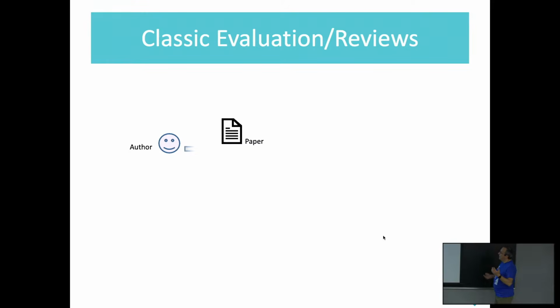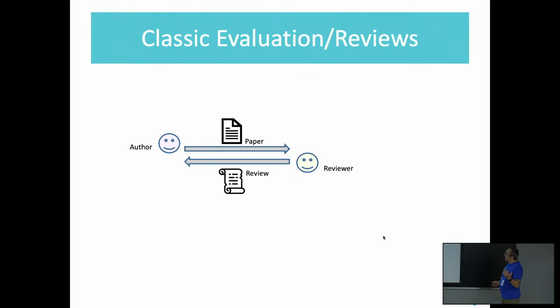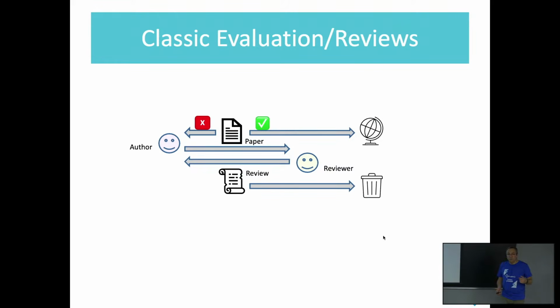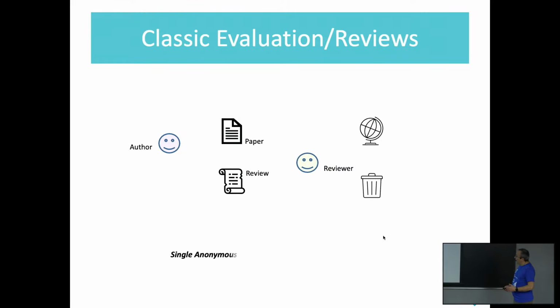So here's an author, here's a paper, you write it, it goes to a review, the reviewer writes a review, and then if it's accepted, the world knows about it. If it's rejected, it stays with the author, and the review goes to the garbage can, whether accepted or rejected. So now, we used to have, in most sciences, certainly in computing, what we called single blind, but I'm not going to talk about single blind, it's single anonymous, okay? Because blind people have nothing to do with this.